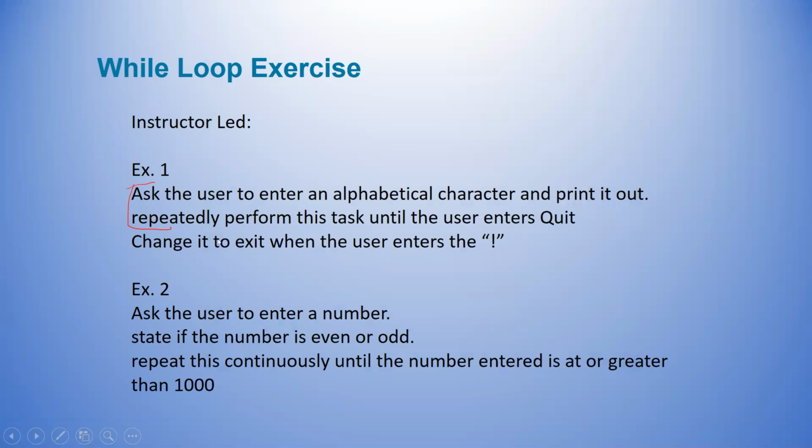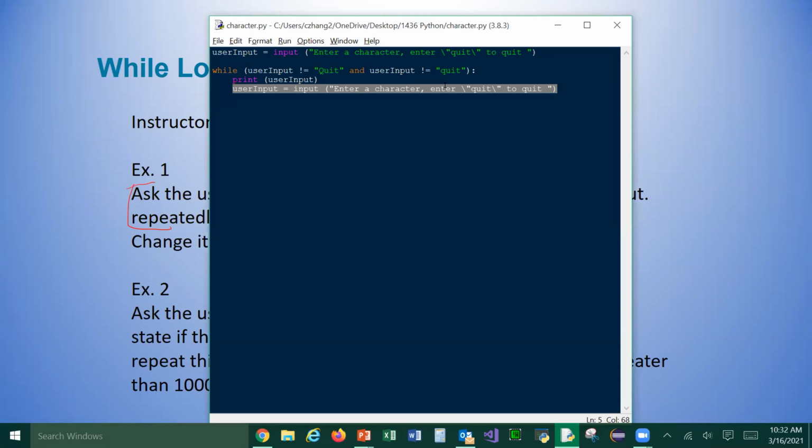So now I said change it to exit when the user enters exclamation mark. So if the user enters exclamation mark, you quit. So how do we do that? If you enter exclamation mark, you get out. How do you change the condition? You just change it to this, right? So if user input is not the exclamation mark, then you continue with the loop. If it is, this condition will be false and you get out. Okay, let's save and run.